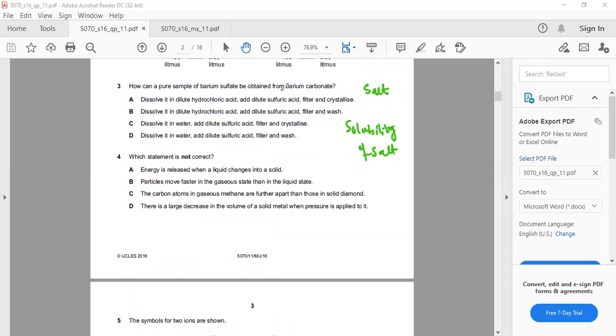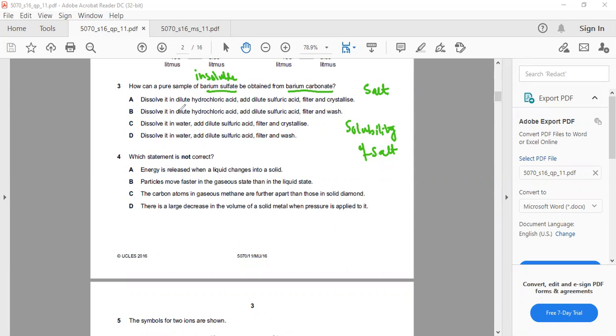Just solve it. But unexpectedly, what you studied in your syllabus, they have given a different way to prepare an insoluble salt. In your syllabus, insoluble salts like barium sulfate are prepared by precipitation, followed by filtration. But this is a little different question. They gave you barium carbonate, which is also insoluble.